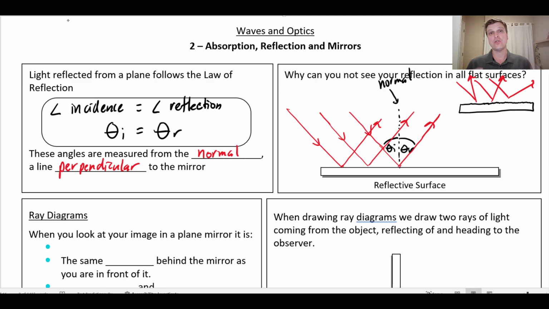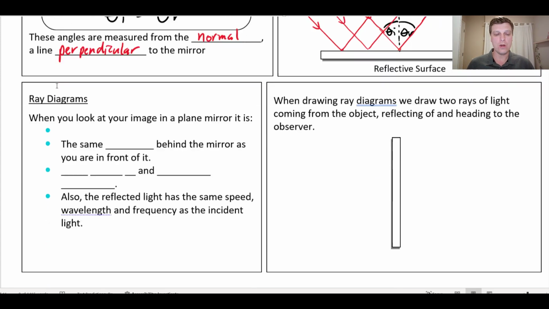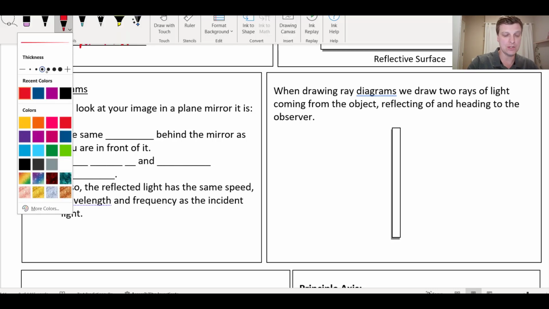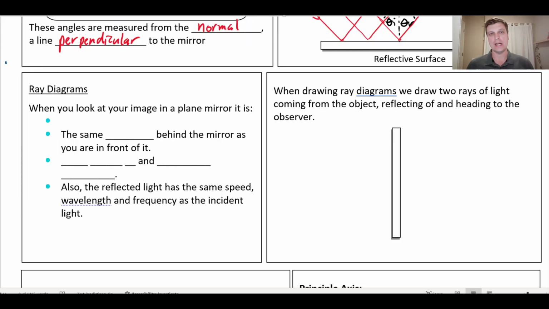So it is true that even if we have different surfaces, whether it's mirrors, plane mirrors, curved mirrors, or even irregular surfaces, reflected light does follow the law of reflection. It's just that if the surface isn't perfectly flat, then those normal lines aren't all aligned. And so they're not all going to bounce off in a nice regular sort of repeating way. So one thing we're going to do in order to understand what's going to happen when light bounces off of a mirror is we're going to draw ray diagrams.